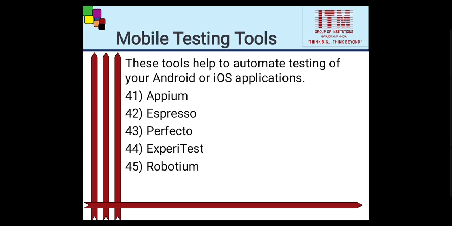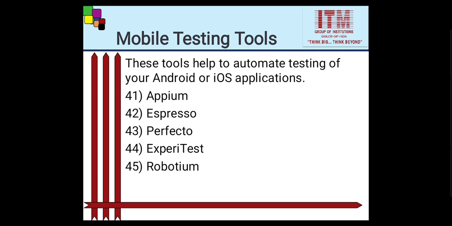Next is mobile testing. These tools help automate testing of your Android and iOS applications. So the first one is Appium. Appium is a tool for mobile applications. It allows users to test all kinds of native, mobile web, and hybrid apps. It also supports automated testing on emulators and simulators.